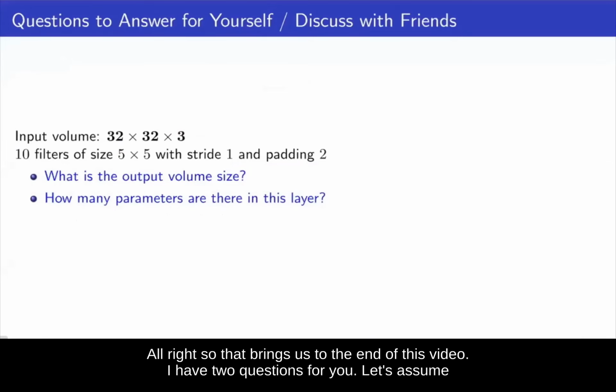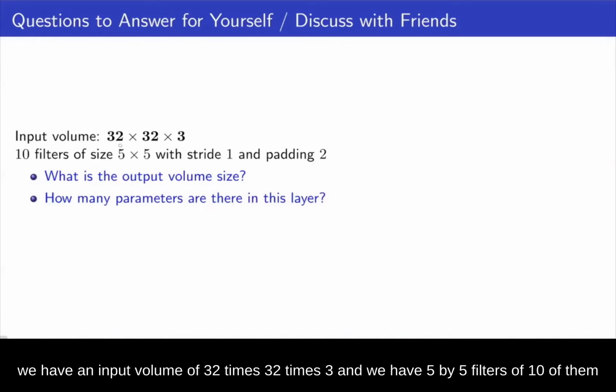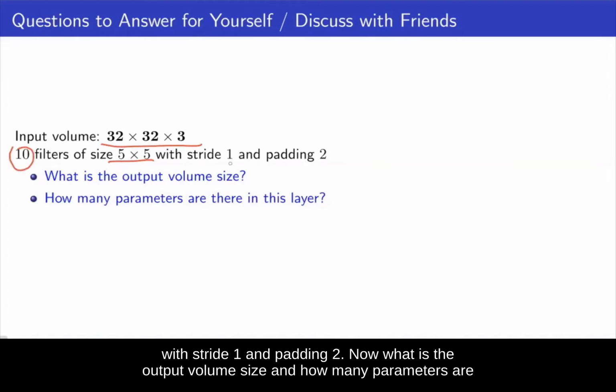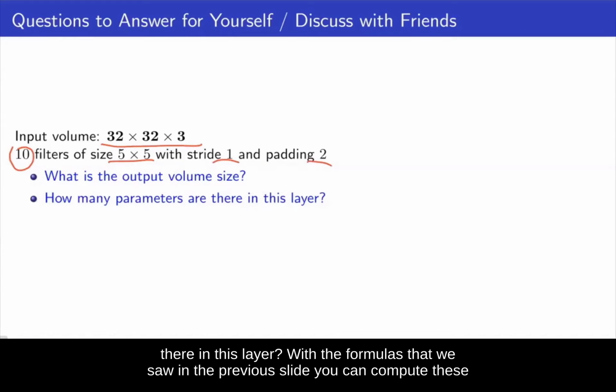All right, so that brings us to the end of this video. I have 2 questions for you. Let's assume we have an input volume of 32 times 32 times 3, and we have 5 by 5 filters, 10 of them, with stride 1 and padding 2. Now, what is the output volume size? And how many parameters are there in this layer?